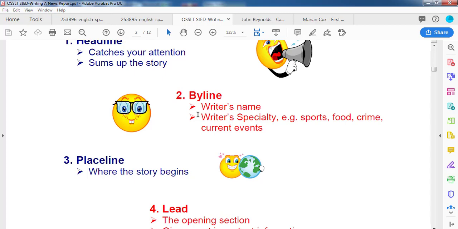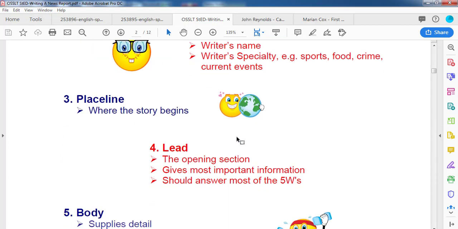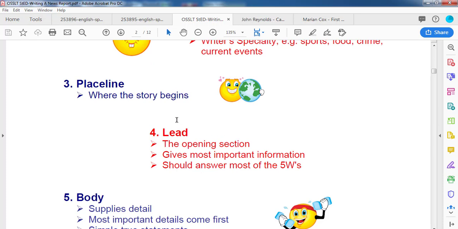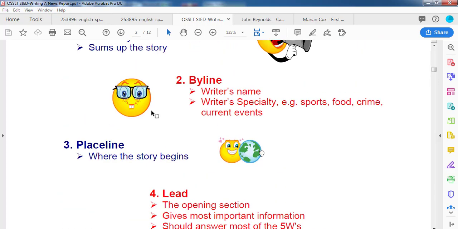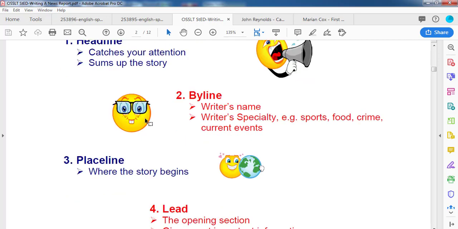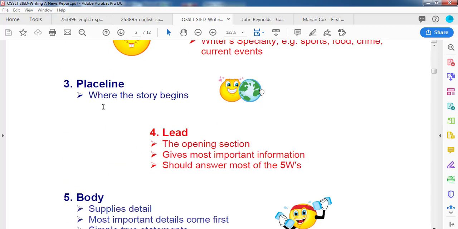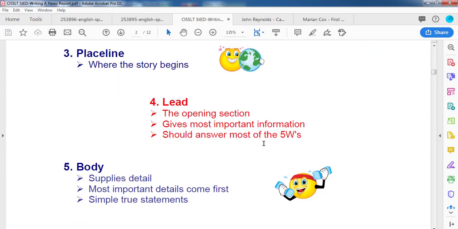The byline, it means who is the writer, by who. This report is by who. The writer's name and the writer's specialty. For example, a sports writer, a food reporter, a crime reporter, an event reporter, something like this. Place line, where the story begins. Where is it? So we said byline, headline, place line, and we have the time too, if you wish to put it, when the story happened or when the report was written, okay?